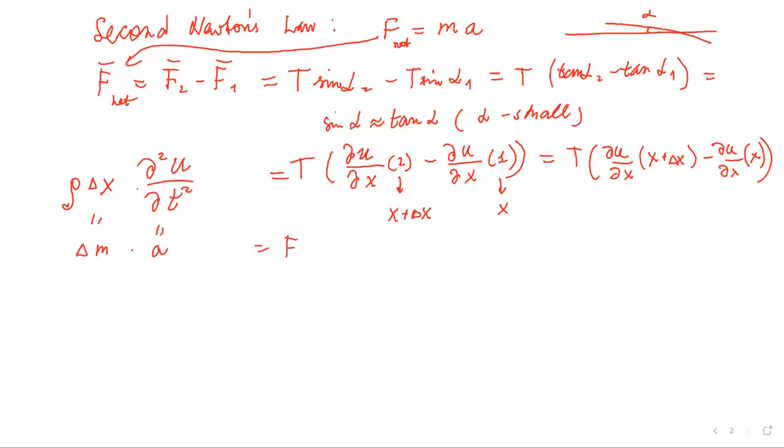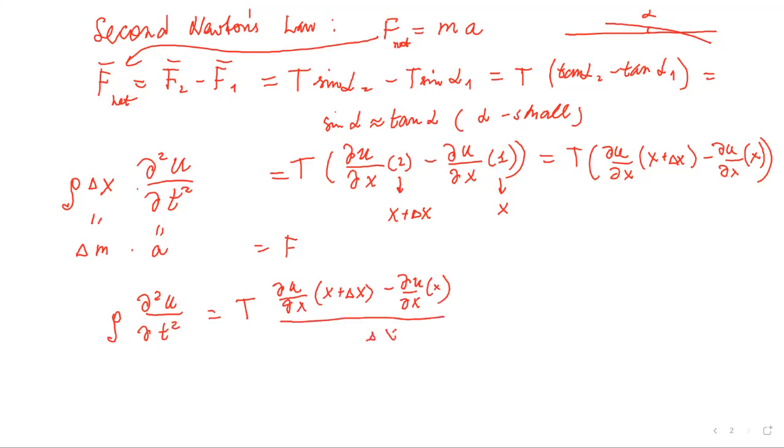Okay, we just need one little thing to finish this. I'm going to divide the whole equation by this delta x. I'm going to keep density over here for now. The second derivative of u by t equals this T. And over here, I'm going to have du dx at the point x plus delta x minus du dx at the point x, divided by delta x.